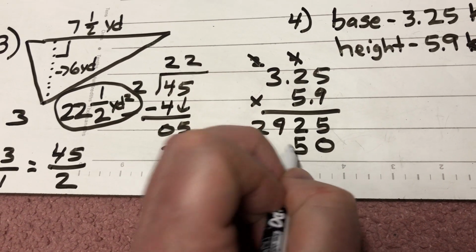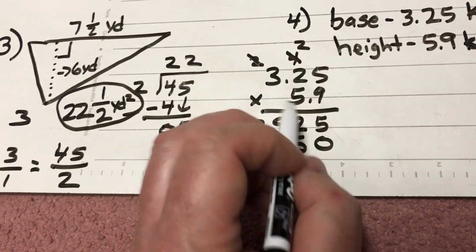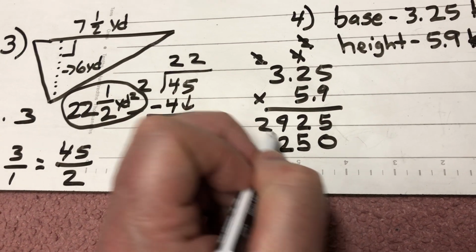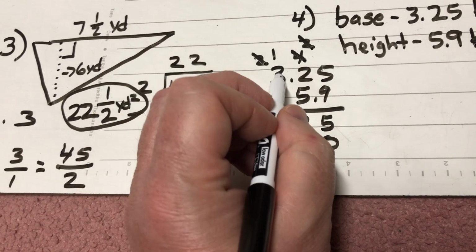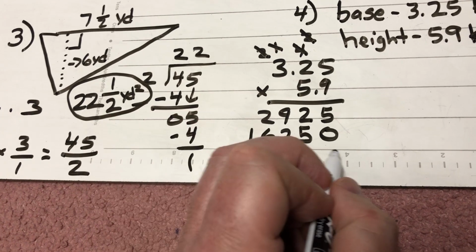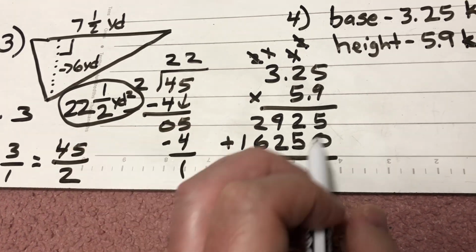Put the 0 down so everything lines up with my 5. 5 times 5 is 25. Put the 5 down, carry the 2. 5 times 2 is 10. Plus the 2 is 12. Put the 2 down, carry the 1. 5 times 3 is 15. Plus 1 is 16. Need to add these two numbers.